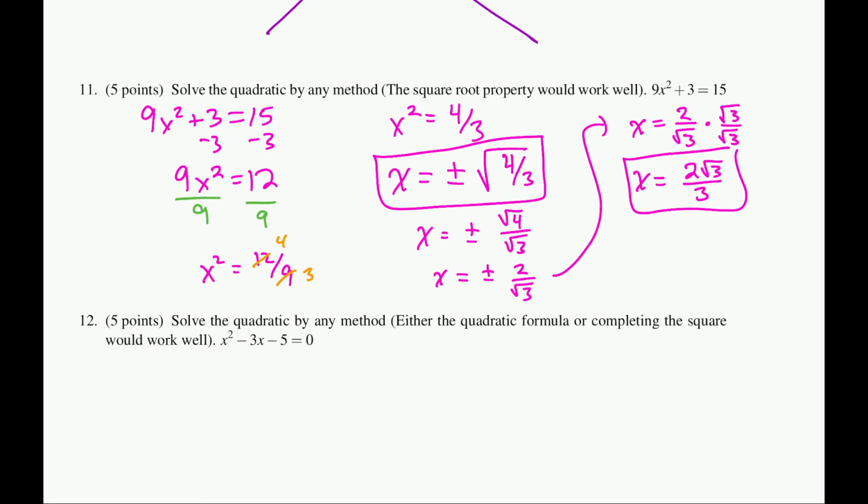But this answer is also perfectly acceptable. So don't do all this by hand if you don't have to. All right. And that's the square root property, was this step to this step.